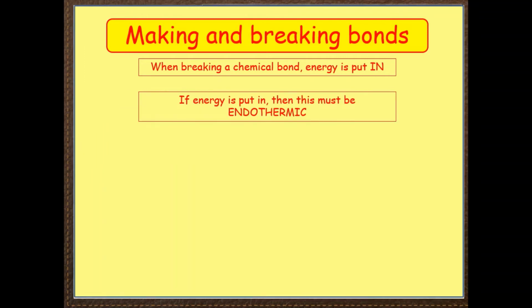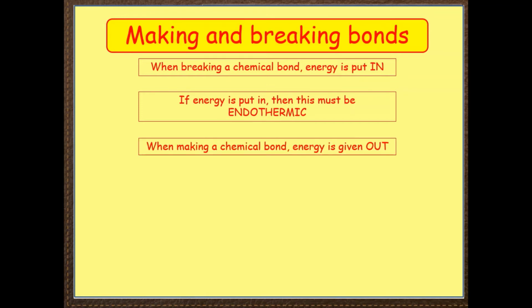So for a chemical reaction to be endothermic, energy is put in. So if energy is put in, then it must be what? Endothermic. So when a chemical bond is broken, energy is given in. But on the other hand, when a chemical bond is formed, energy is given out.